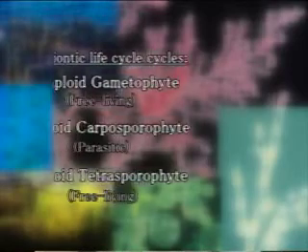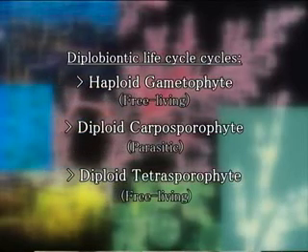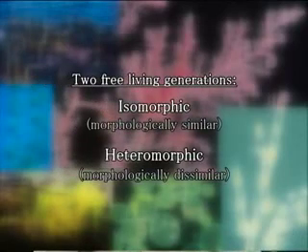The diplobiontic life cycle therefore involves three types of individuals: haploid free-living gametophyte, diploid parasitic carposporophyte, and diploid free-living tetrasporophyte. The two free-living generations, that is the gametophyte and the tetrasporophyte, may be isomorphic, that is morphologically similar, or heteromorphic, that is morphologically dissimilar. In case of heteromorphic free-living generations, either the gametophyte or the tetrasporophyte may be structurally complex or more developed.